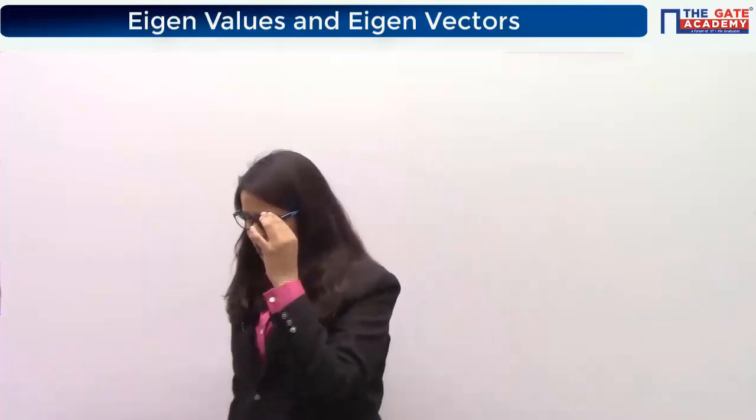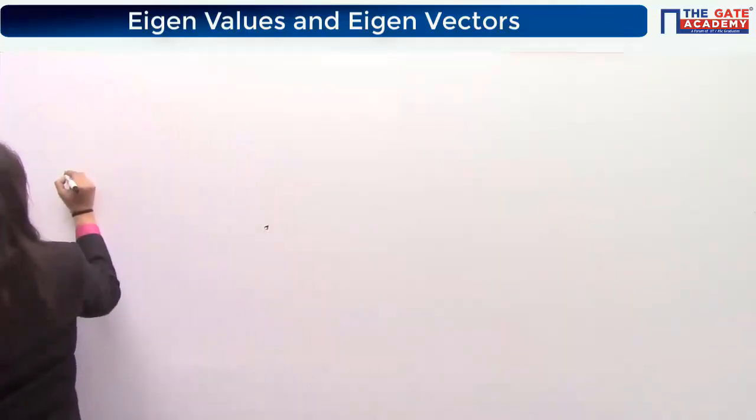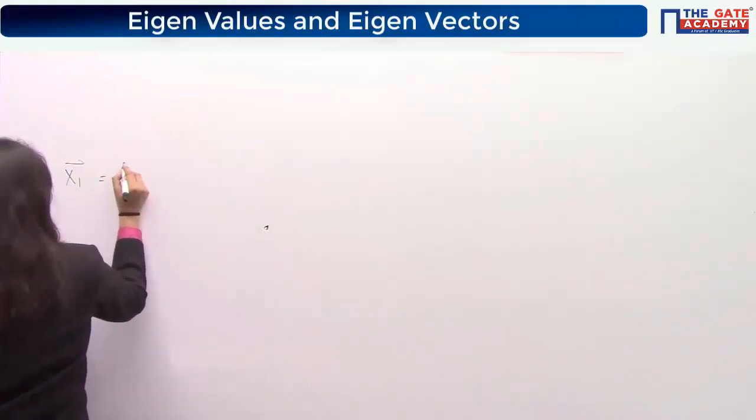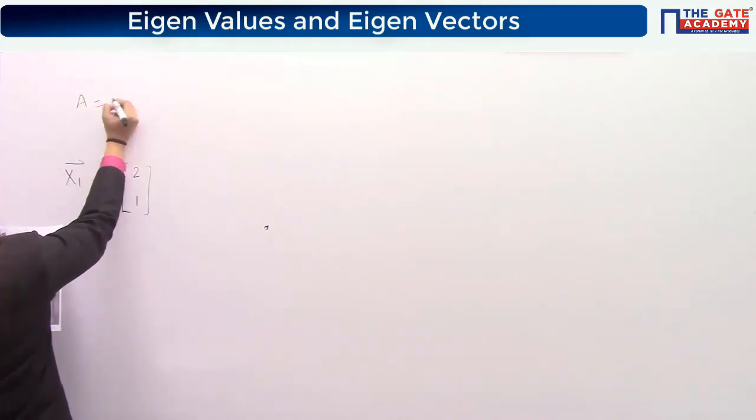Physical application or physical representation of what do you mean by a column matrix or row matrix. Do you remember that first class? What do you physically mean by a column matrix like this? What do you mean by x1? What is x1?